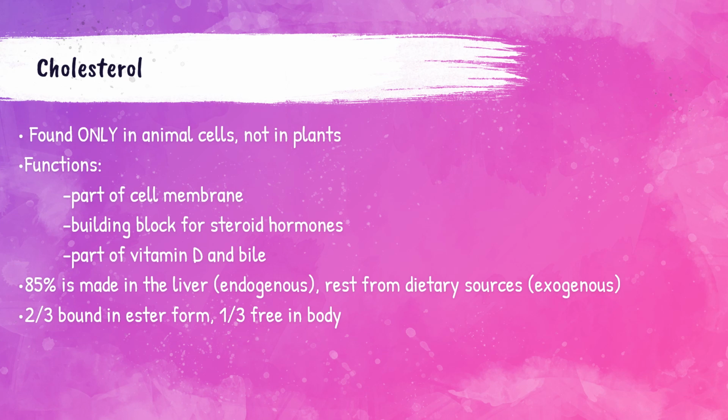So there are two main sources of cholesterol, endogenous sources and exogenous sources. So endogenous cholesterol is made within the liver of the human or the animal. And this accounts for about 85% of all of the total cholesterol that's present within the body. So that's endogenous. Exogenous cholesterol is a cholesterol that comes from dietary sources. So this is cholesterol that you eat. It makes up the remaining 15% of the total cholesterol present within the human body.